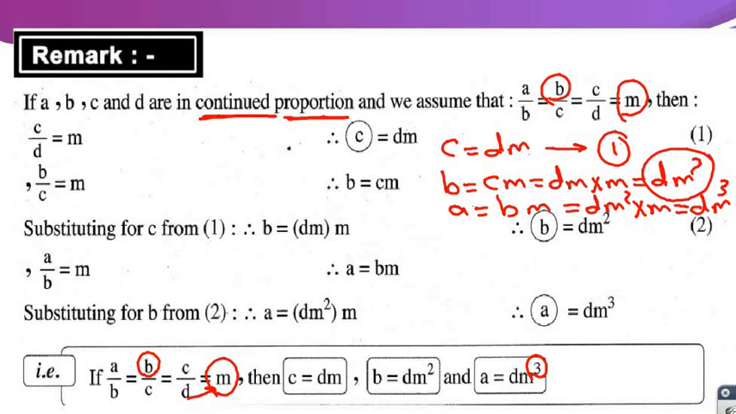Very, very important. If A, B, C, and D are in continuate proportion, then C equals DM, B equals DM squared, A equals DM to the power 3.